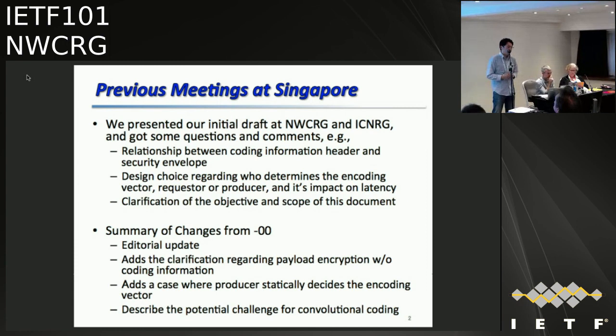So according to this feedback, we've made a quick update, which includes the editorial update and adding the clarification regarding the payload encryption with or without coding information. And we added a case where a producer statically decides the encoding vector. And we also describe the potential challenge for adopting the convolutional coding.